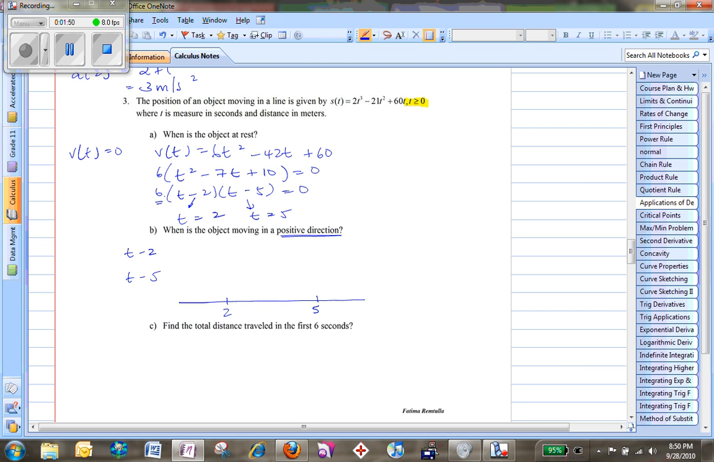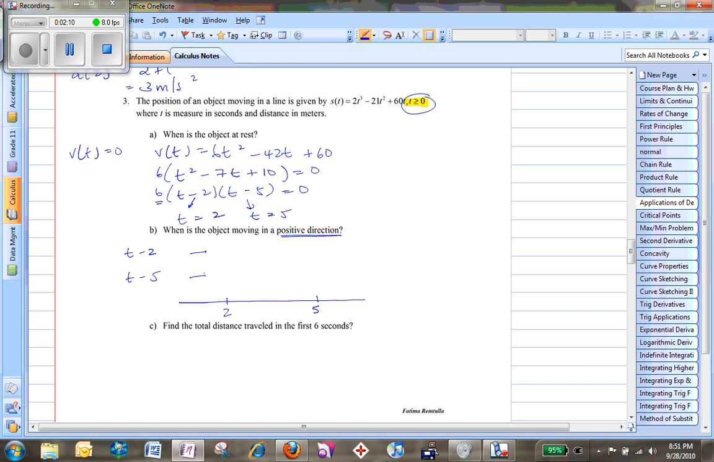Now, pick a number less than 2. A great number is 0. I can't choose a negative number, notice, because t is greater than 0 in the question. So 0 is the smallest number I can pick. 0 minus 2 is negative. I don't really care what the number is, I just care if the number is positive or negative. 0 minus 5 is also negative.